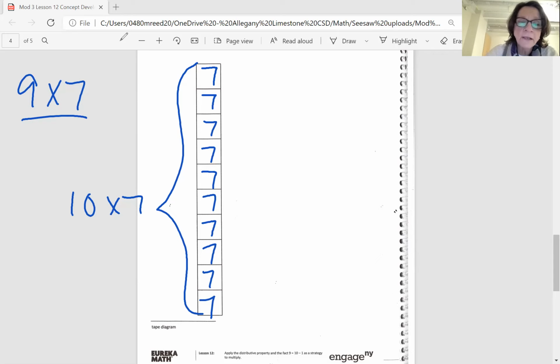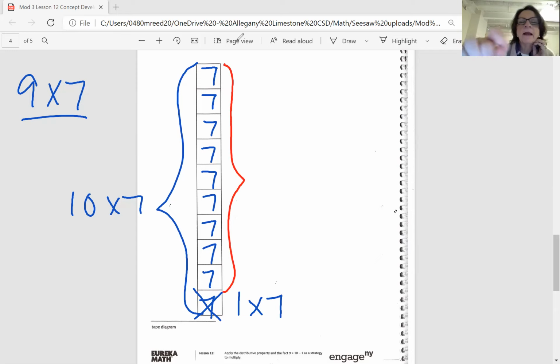Very good. We just cross off one of these 7s. And now we're left with 9 7s. Let's write the math fact for that 7 we crossed off. It was 1 equal group of 7. We write it as 1 times 7. Okay, now what we are left with here, I'll change my color here, is our 9 7s. We had 10 7s, we subtracted 1 7, and we were left with 9 7s.